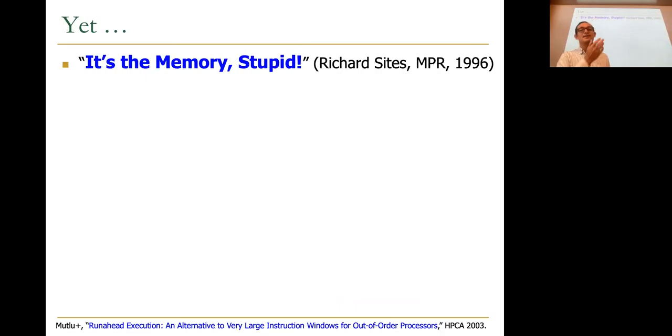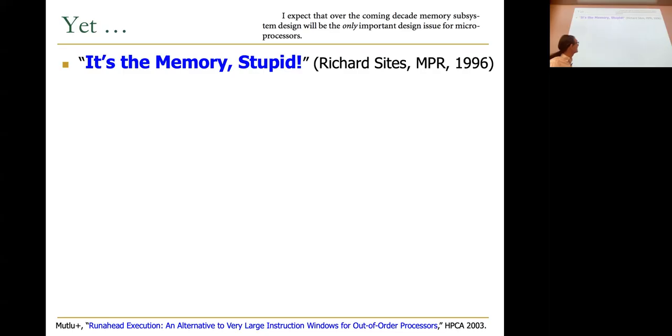So this is Dick Sites, who was the chief architect of Alpha processors in the 1990s. His team designed the flagship Alpha processor, and he wrote this one-page article in Microprocessor Report, which is titled, basically, "It's the memory, stupid." He basically says, we designed this processor over a decade, and it is capable of finishing 4 instructions every clock cycle, but it's finishing 1 instruction every 4.7 clock cycles on this important database workload that we wanted it to work well on. So it's operating at 5% of its peak throughput. And he ends the article saying, I expect that over the coming decade, memory subsystem design will be the only important design issue for microprocessors.